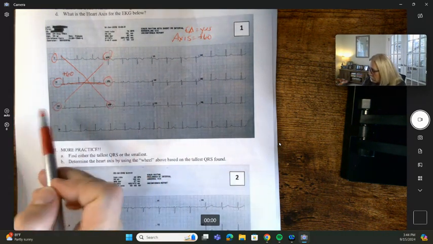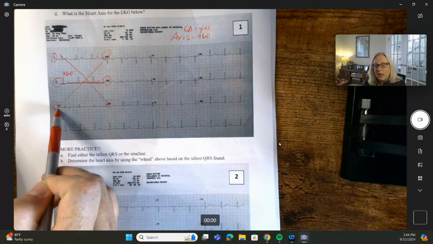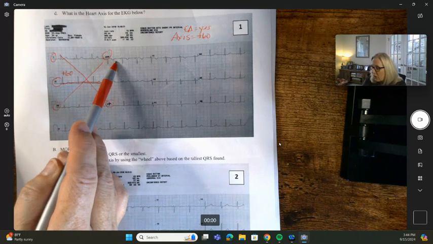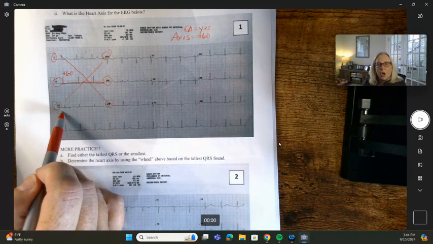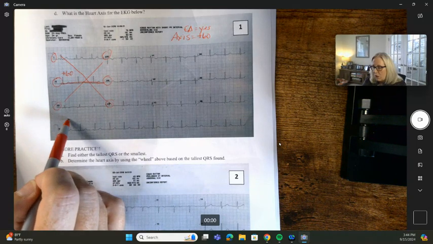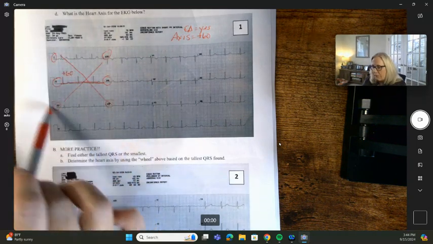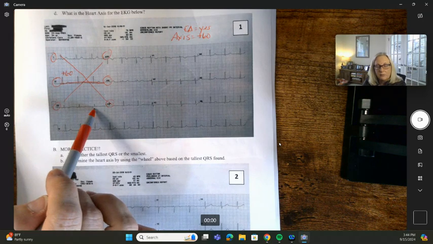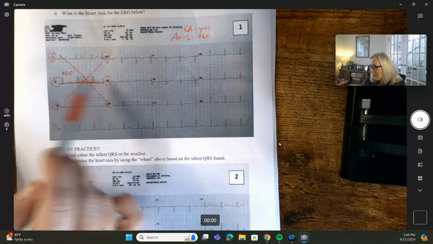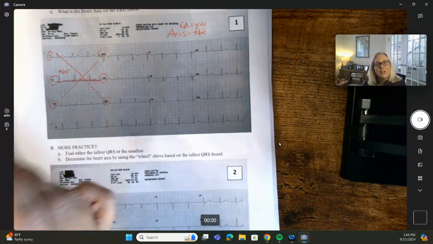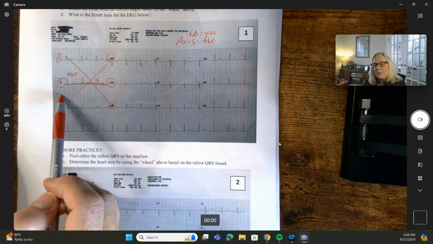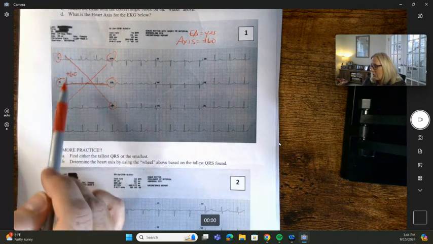If I find the tallest is in lead 3, I will automatically look at AVR to see if that is the smallest. And if it is the smallest, that confirms that lead 3 is the tallest, and therefore my hard axis is whatever lead 3 is. So this is one little cheat you write down on here, and do it just like I did, okay? Little cheat code, if you will, of the opposites. You don't have to look at the wheel, just have to understand what the opposite is and where we got it from, okay?